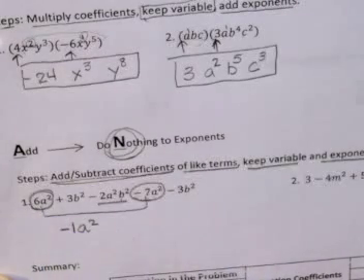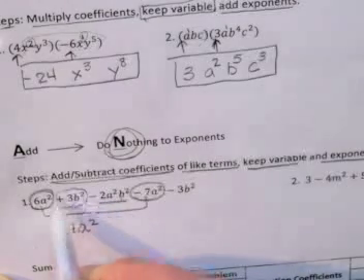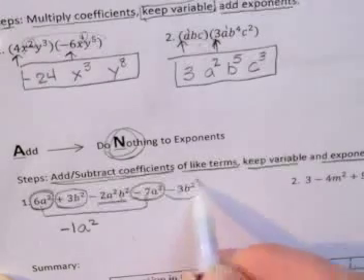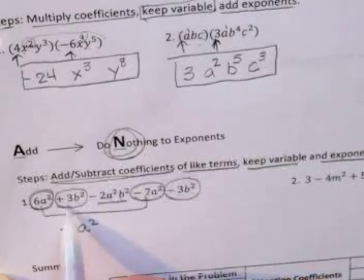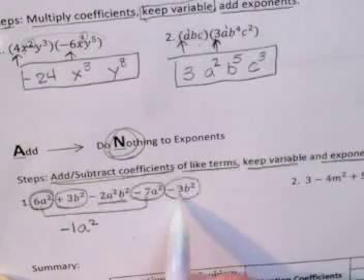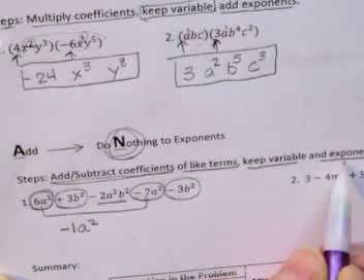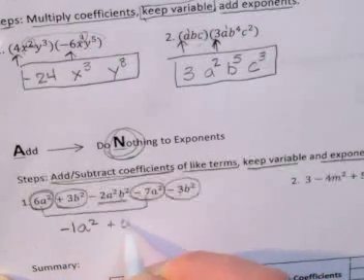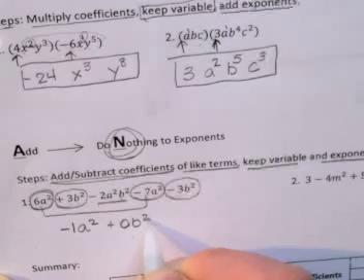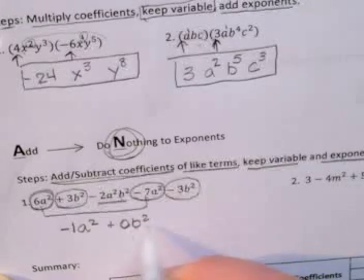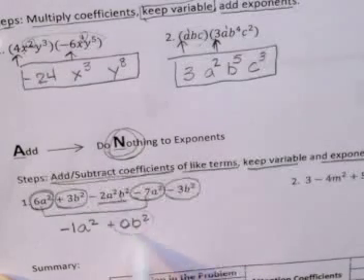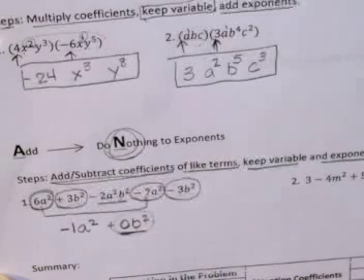Let's see if there are any more like terms in this expression. I'm looking for something with only a b squared for a variable. And I notice that this term is a like term. So I'm going to add the coefficients, keep the variable, and keep the exponent. So this becomes 3 minus 3, which is 0 b squared. Notice I kept the variable and I kept the exponent. Now, what I also observe about this is 0 times anything becomes 0. So eventually this term is going to go away.